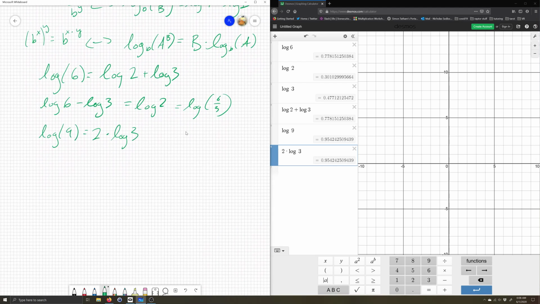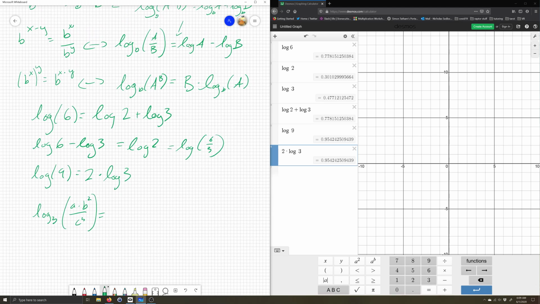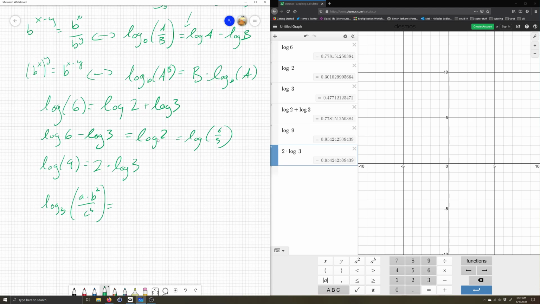So what can I use this for? I can use this if I have expressions like log base 3 of a times b squared over c to the third. I can do what's called expanding this. So there's a quotient here. And so I know from up here that the log of a over b is log a minus log b. So this becomes the log base 3 of a times b squared minus the log base 3 of c to the third.